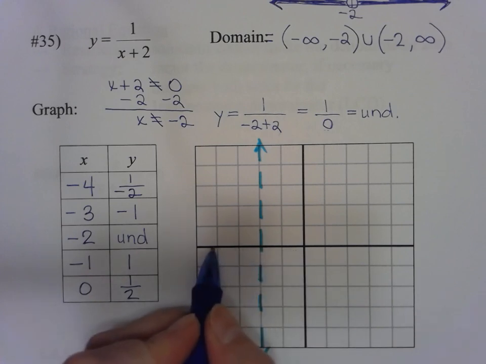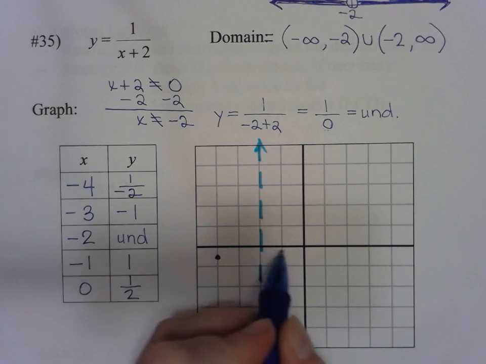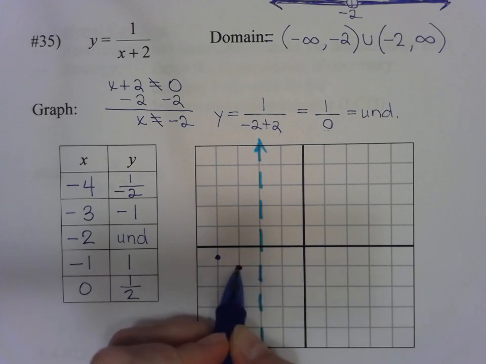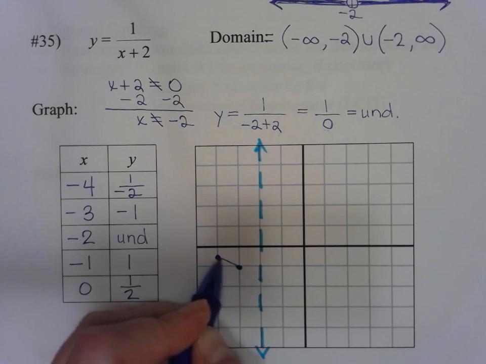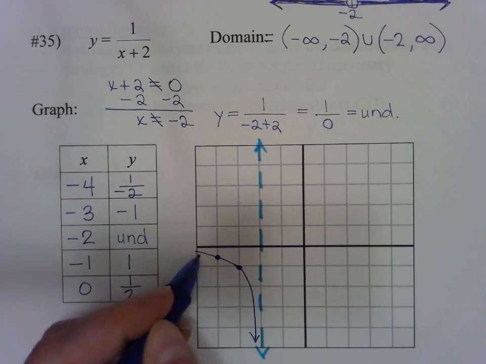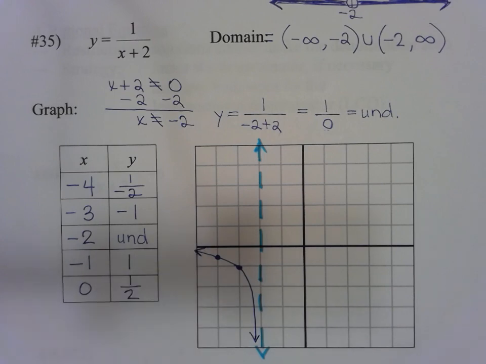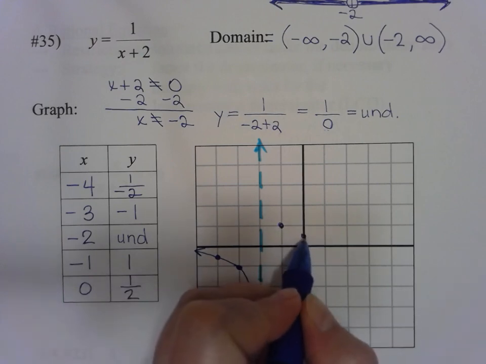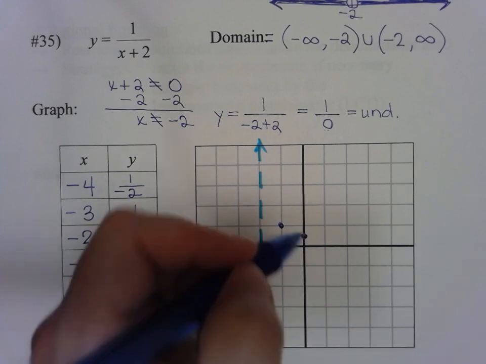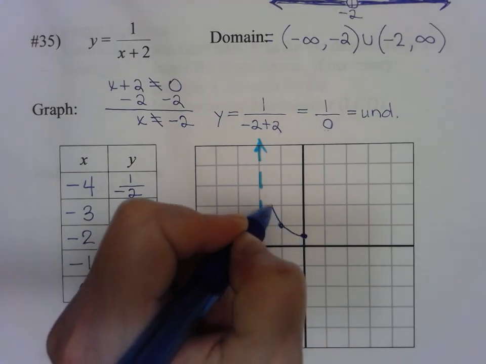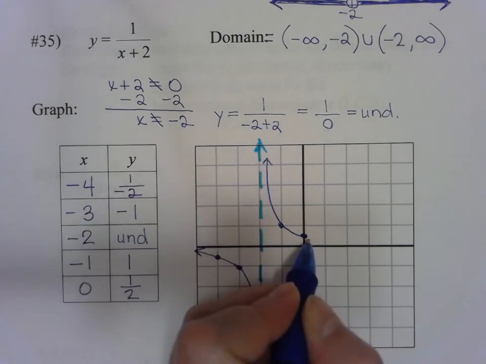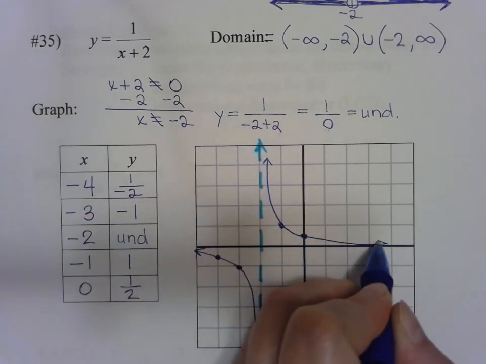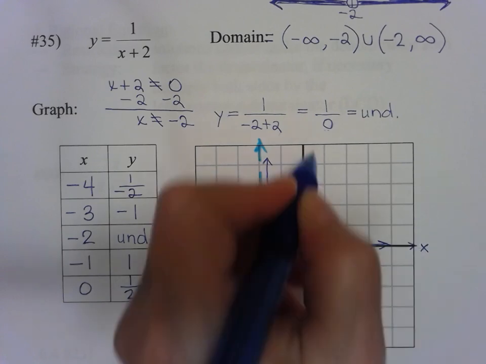Okay, so we have -4, -1/2. -3, -1. Again, we could pick more points. But we know it's going to approach this dotted line in the middle, have a curve sort of like that. On the other side, we have -1, 1, and 0, 0.5. Same thing, right? I could pick more points, but I know it's going to hug the dotted line. And for most of our graphs, it's also going to hug this x-axis.